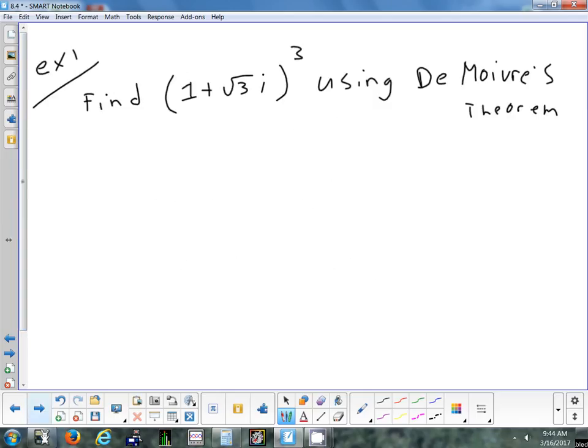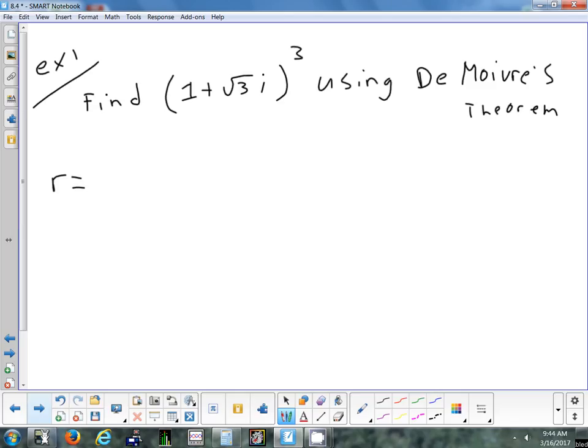Okay, so I want to cube that number. What's wrong if I want to cube that using de Moivre's theorem? It's not in trig form. So that's the first thing I would have to do. My radius would be 1 squared plus the square root of 3 squared, and then take the square root.